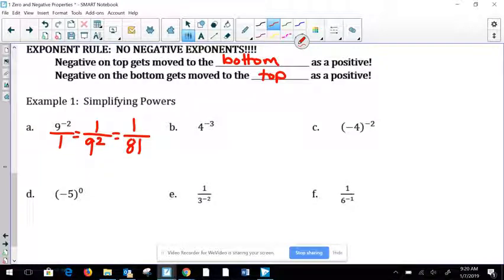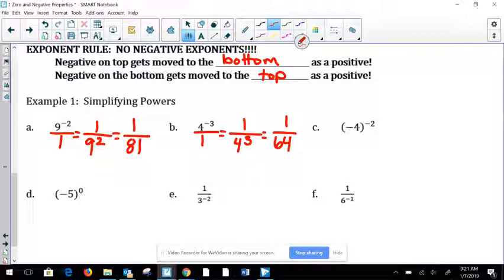Looking at letter B, 4 to the negative third power. Again, I'm going to put it over 1 and rewrite. A 4 to the negative 3 on top gets moved to the bottom as a positive. Again, I put a 1 up top to hold its place, and I simplify. Well, what is 4 to the third power? Remember, it's 4 times 4 times 4, which gives you 64.